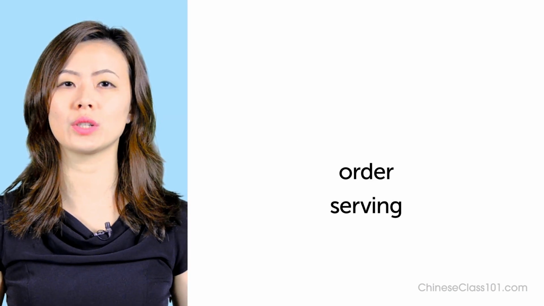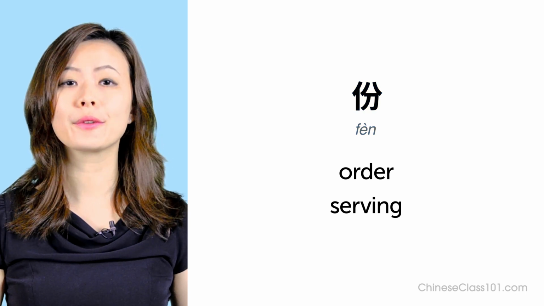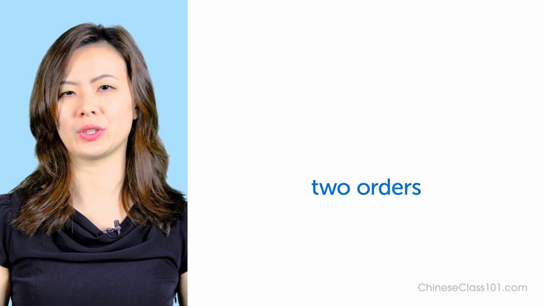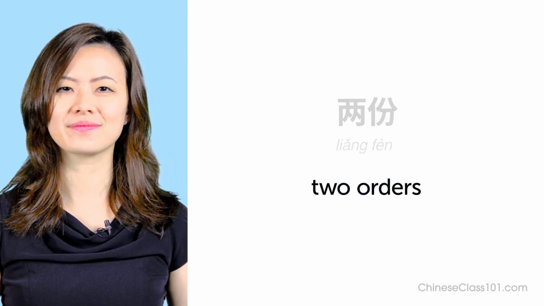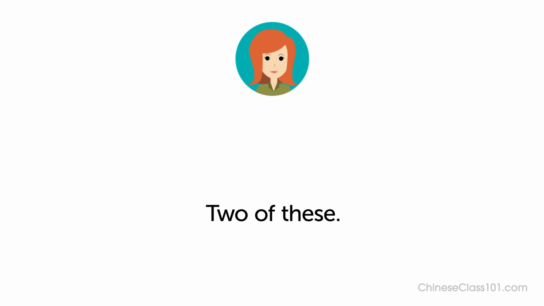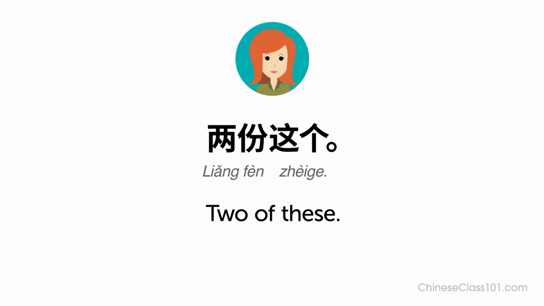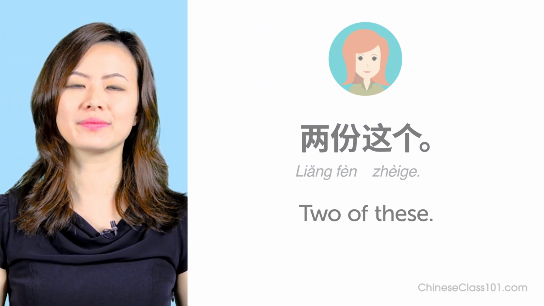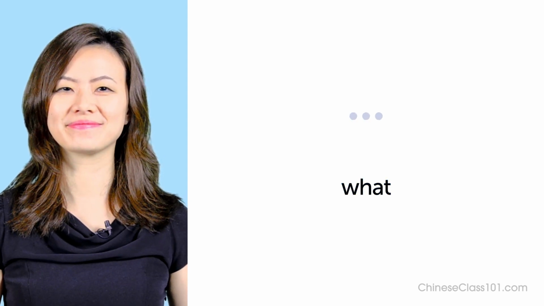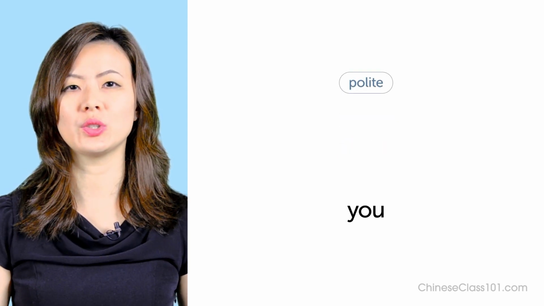Do you remember how to say the measure word for order or serving? 份. And how to say two orders of something? 两份. And do you remember how Karen Lee says, two of these? 两份这个. Do you remember how to say what? 什么.